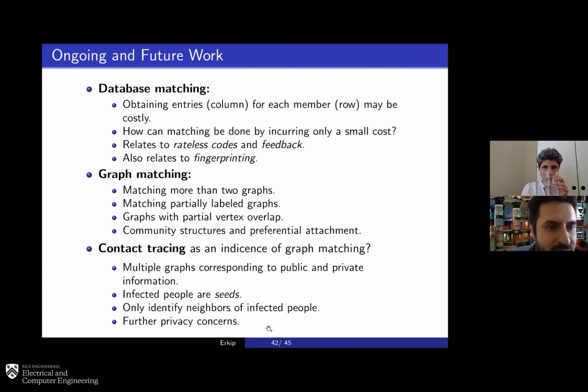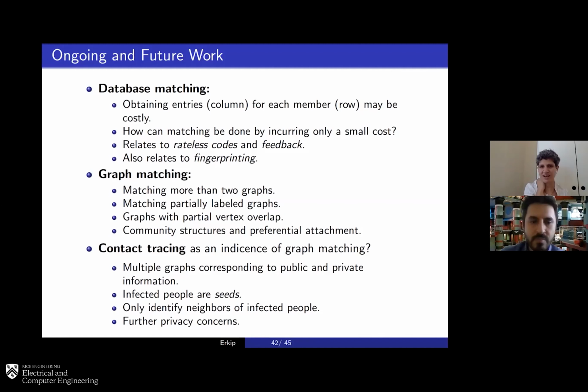So I'm going to read the questions since not everybody can see them, and then you can answer. The first question is from Santiago. In the case where you have seeds, you use the one hop neighborhood signature of other nodes with respect to the seeds as your code. Can you improve the required number of seeds by looking at larger neighborhoods, like two hops and three hops?